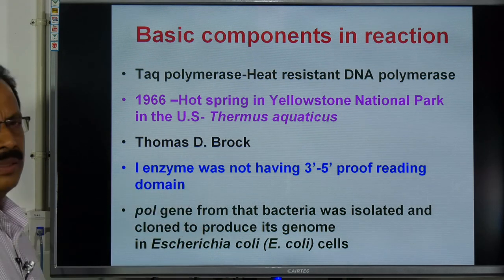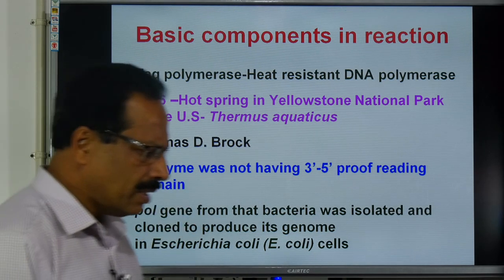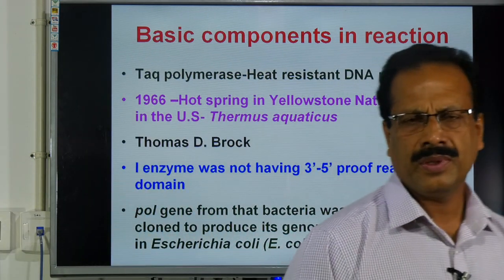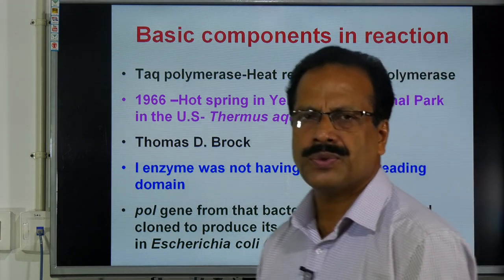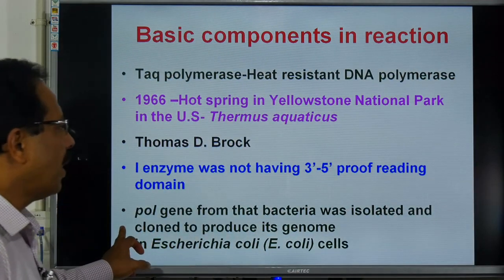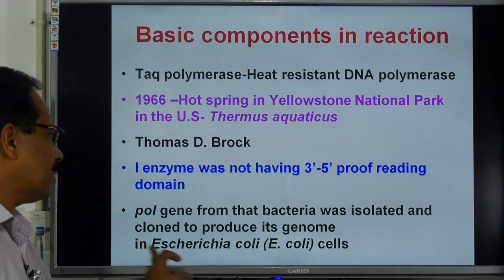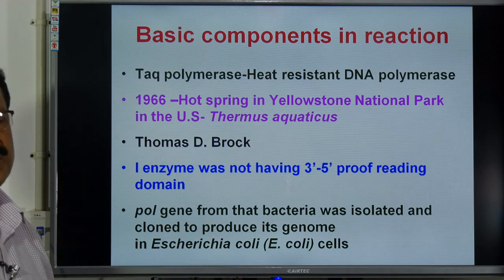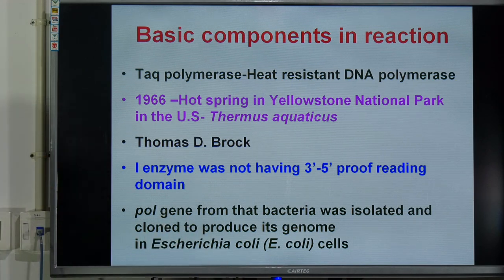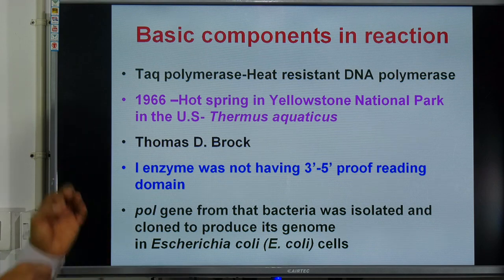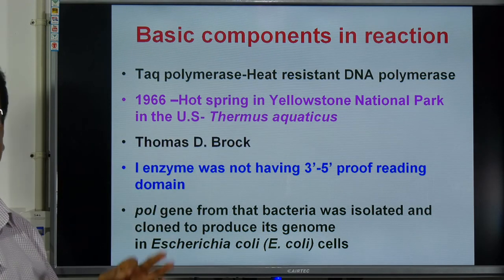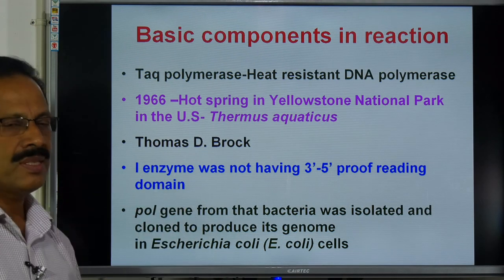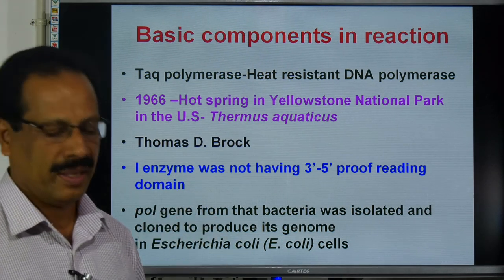And what the scientists did is, they isolated the gene causing the production of DNA polymerase, the pol gene, and it was introduced in E. coli, which is very easy to grow in a lab. And this E. coli, because it is having that particular pol gene from the Thermus aquaticus, it produces a polymerase whose heat stability is quite high.